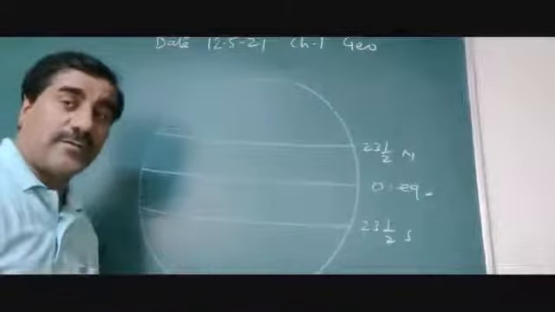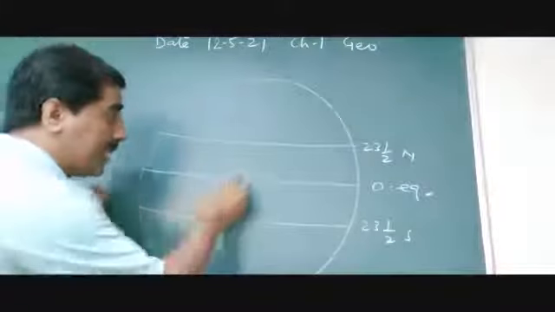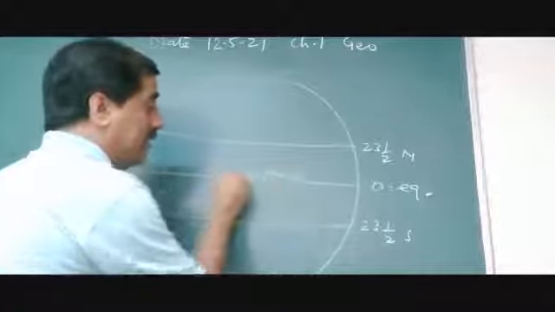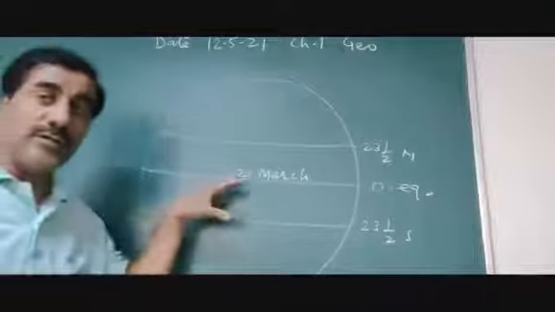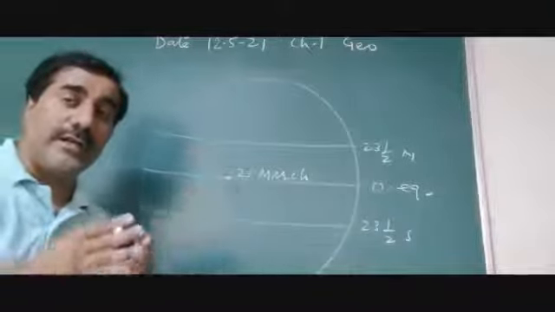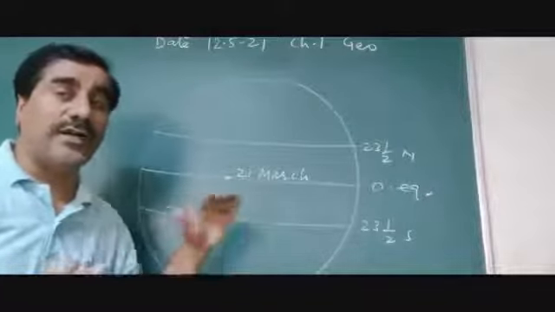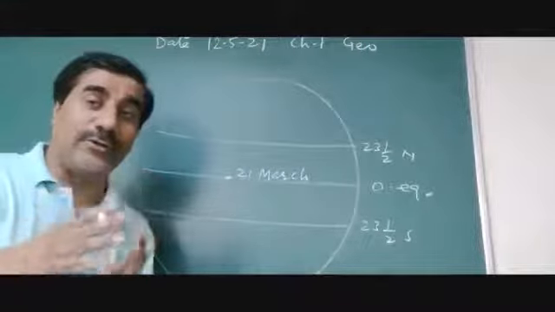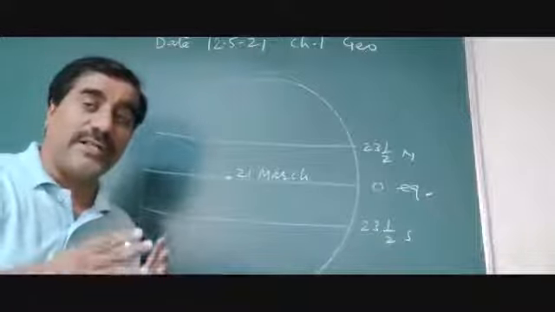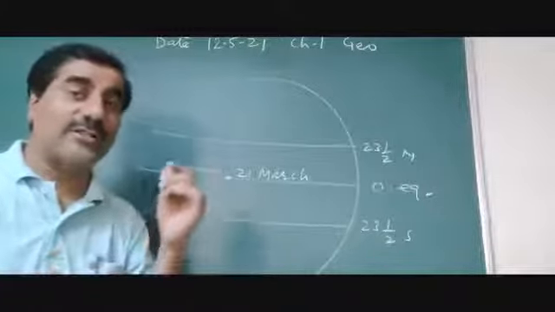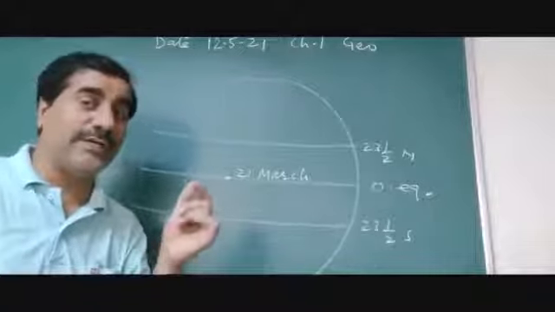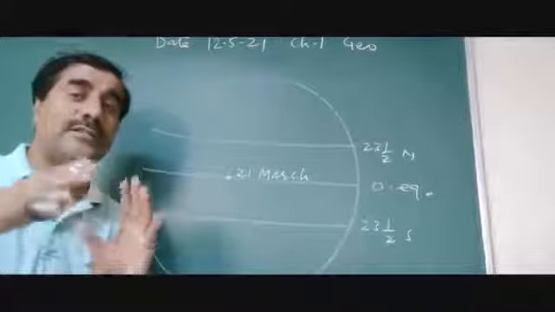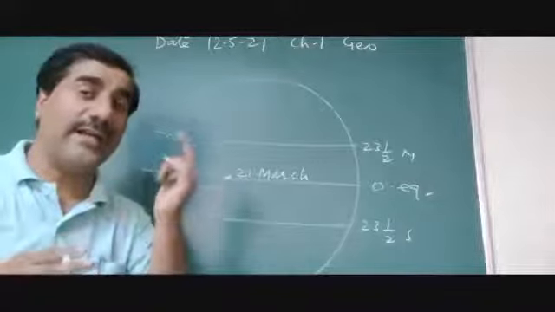Let's start from the month of March. Direct rays of the sun fall on the equator on 21st March. It means all the earth receives an equal duration of day and night. This is considered the equinox. You studied this word in class 6, chapter 2, latitude and longitude. When direct rays fall on the equator, it is the equinox, and all the earth receives equal duration of day and night.